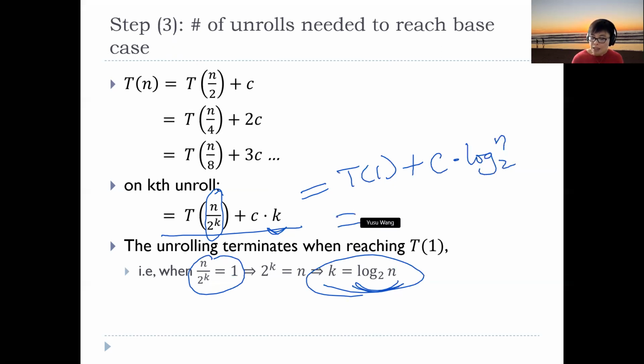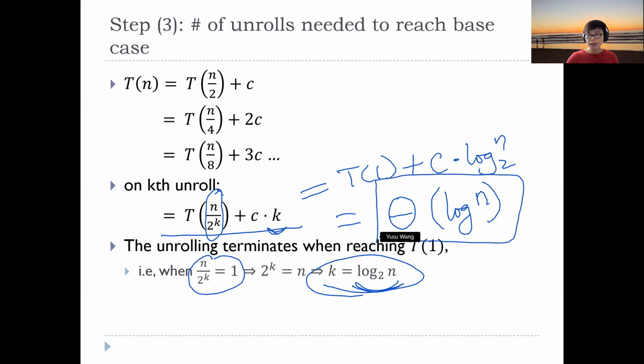And we said that T of 1 is just a constant, because that's a base case. When your problem size is constant, your time complexity is constant. So this means that the whole thing is big theta. The dominating factor is this logarithmic function here, so I can just write log n. So that is the final time complexity.